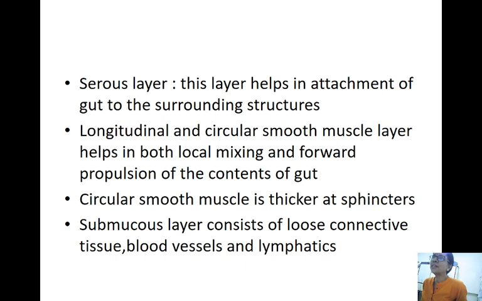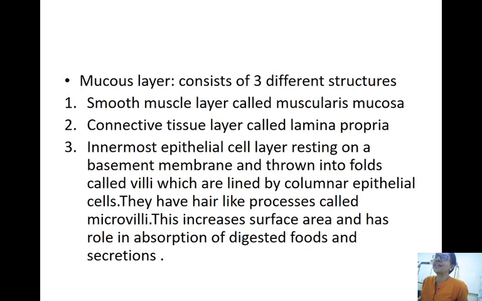coming to the innermost layer, the mucous layer. It consists of 3 different structures. The smooth muscle layer is called the muscularis mucosa, the connective tissue layer is called the lamina propria, and the innermost epithelial cell layer rests on a basement membrane and is thrown into folds called villi. These cells are lined by columnar epithelial cells.